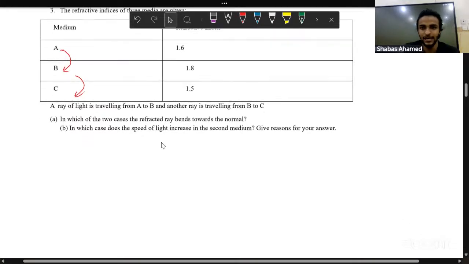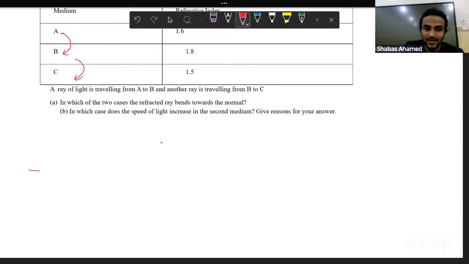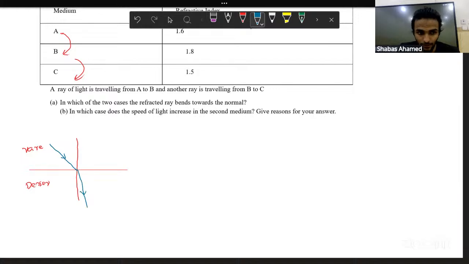So here we have the concept: when light is traveling from a rarer medium to a denser medium. Let me draw the normal, and this is the light ray coming here. When light travels from a rarer medium to a denser medium, the bending will be towards the normal. Actually, the light ray would go straight like this, but the bending is towards the normal.